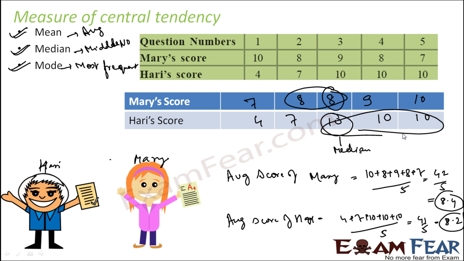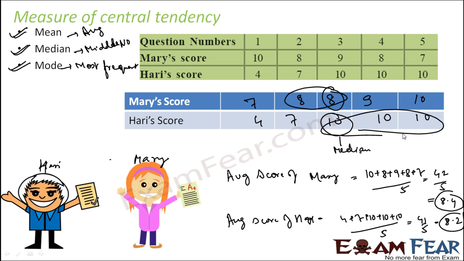But who scored better? Still we don't have the data, right? If you talk from the mean perspective, Mary scored better. If you try to find the median of these numbers, Hari scored better. If you try to find the mode of the numbers, Hari scored better. Because in 3 questions, Hari scored 10 out of 10. That means Hari is a consistent performer. In one question Hari scored 4, maybe he was not very comfortable or something happened, right? So you can ignore the extreme case.